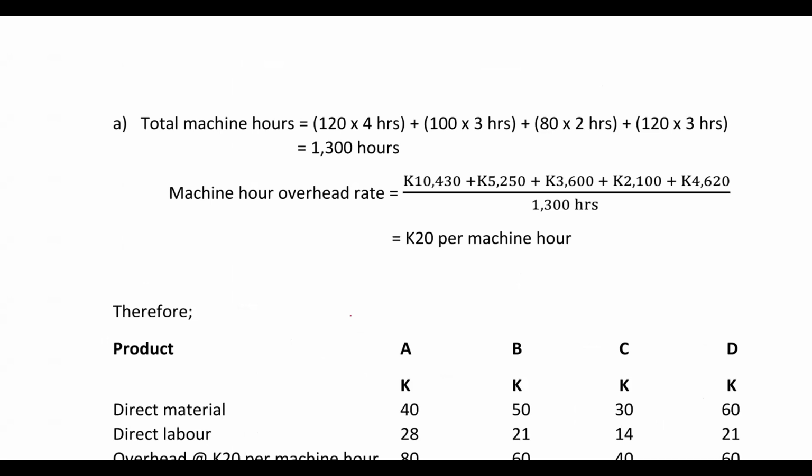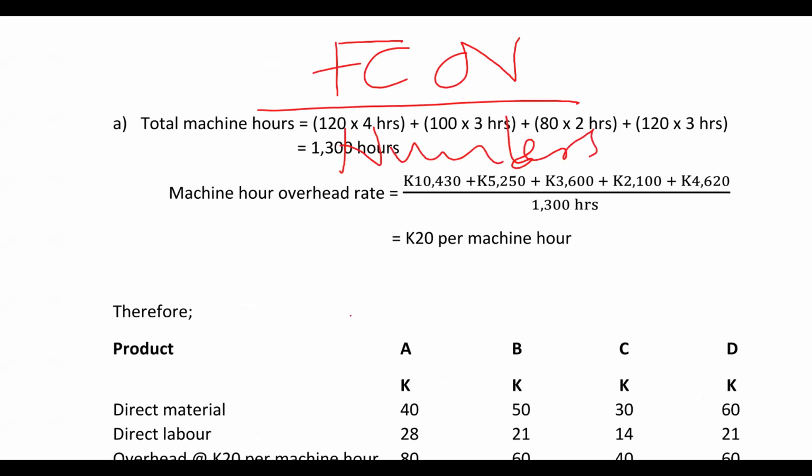Remember, to find the overhead absorption rate, you just take the fixed overheads divided by the total number of hours. You're using the number of hours. Total overhead cost divided by the number of hours. So you add all the overheads together. Don't break them down. Add them together and divide by the total number of what?